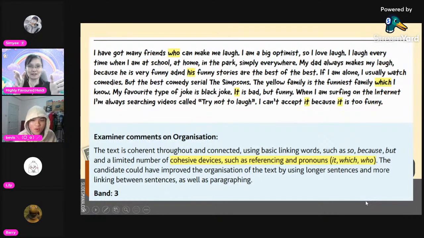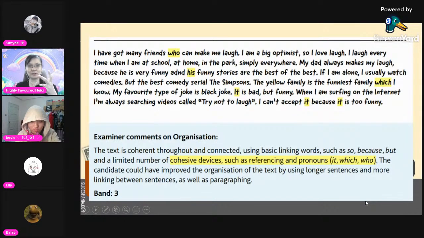So most of it you can see is really short. It's like, if I'm alone, I usually watch comedies. Full stop. Then after that, but the best comedy series, The Simpsons. Full stop. So it's very short. And then my favorite joke is black joke, full stop. It's bad but funny. Full stop. So everything is very short. Even then, the organization already scored 3. So basically, if you write like that, you already score a 3.